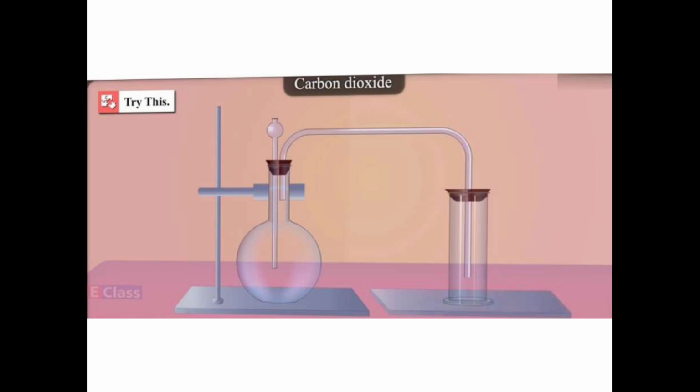Now let us understand how we can get carbon dioxide gas in the laboratory. For that, children, you are going to take a round bottom flask. Then with the cork, we are going to attach one thistle funnel. You are going to have the delivery tube, that is the U tube, and the gas jars. There can be 4 or 5 gas jars.